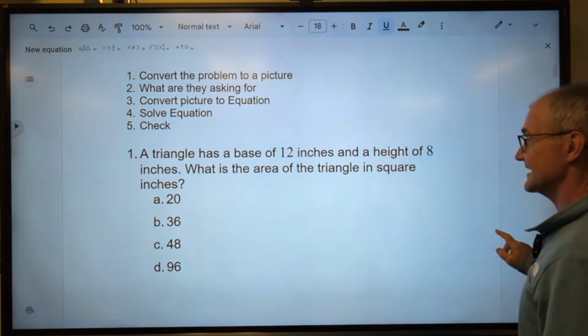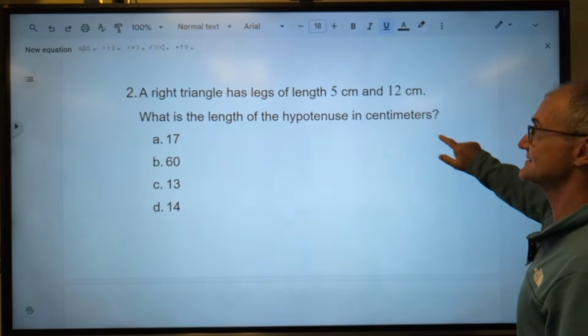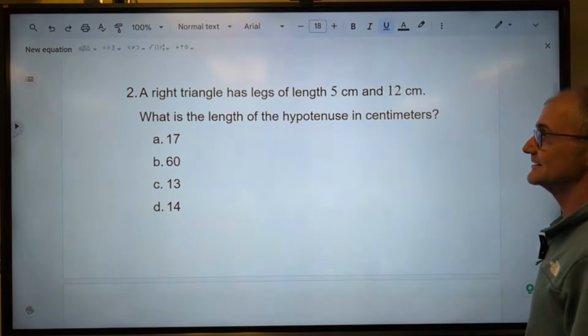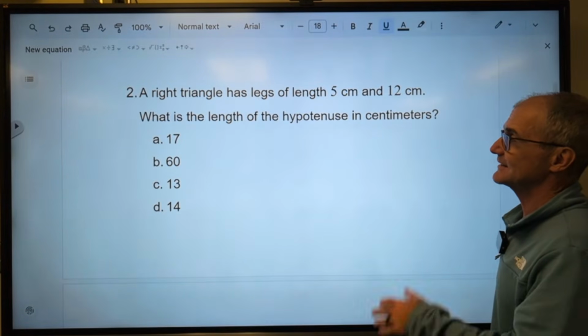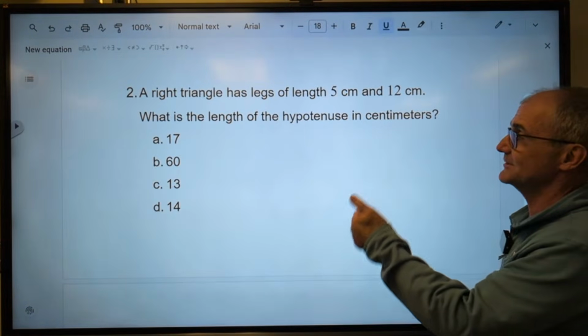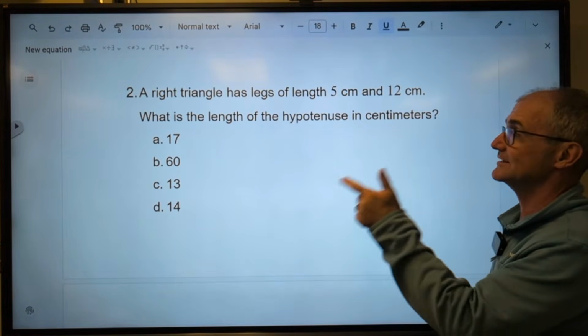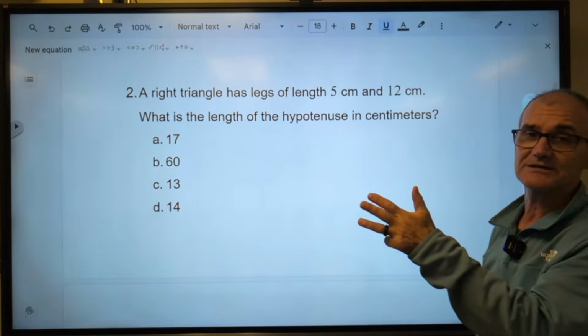Okay, with that said, we have that 5-step process. Go ahead and use that 5-step process on this problem right here. I'll give you a minute to solve this problem in that 5-step process. So first thing you want to do, convert that sentence to a picture. What is it that they are looking for? Convert that picture to an equation. Solve the equation. Check.